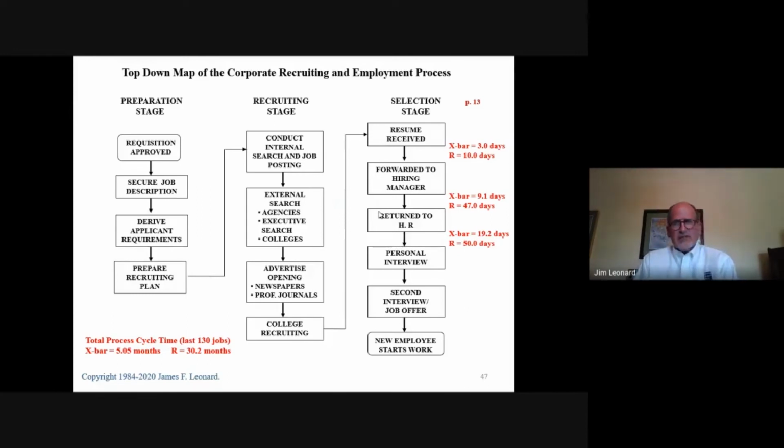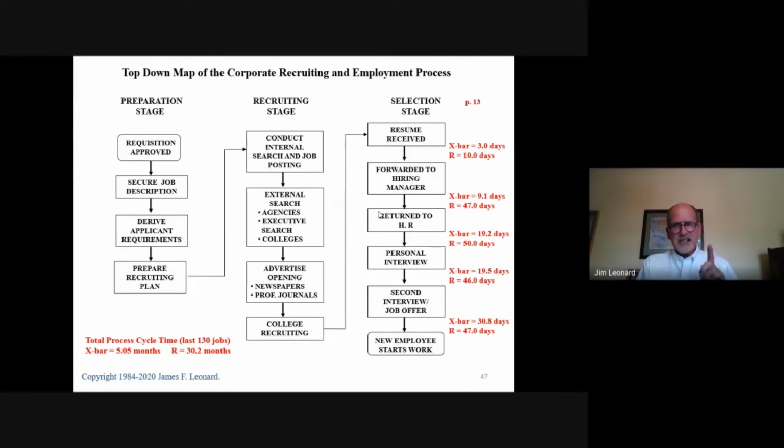We do the personal interview. We decide, do we want a second interview and/or are we going to make a job offer? That was an average of 19.5 days with a range of 46 days. And finally, from the time the job offer was accepted to when that new employee showed up to work, the average was over 30 days. They have stuff they have to do before they show up, with a range of 47 days.